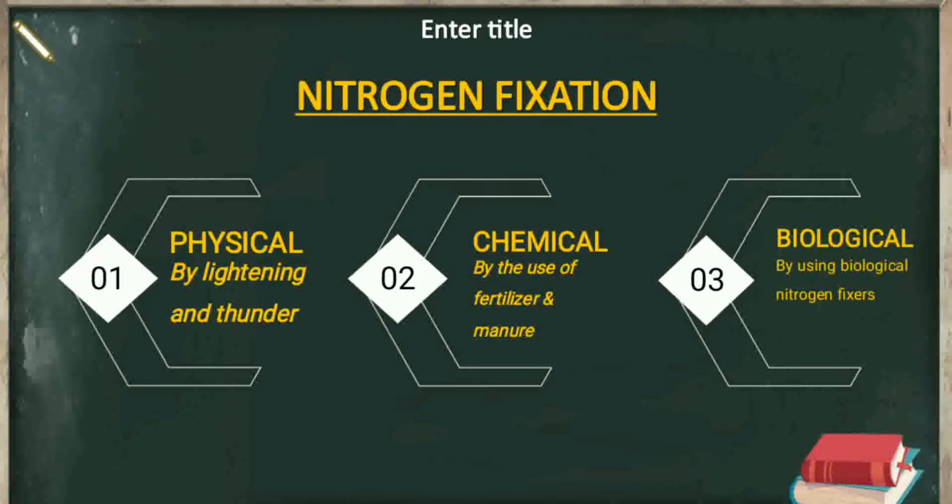Moreover, the use of fertilizers and manures by man in the fields is a source of chemical nitrogen which is available in the fixed form. The third and the most important source is biological nitrogen fixation. Decomposition of organic nitrogen of dead plants and animals into ammonia is called ammonification.